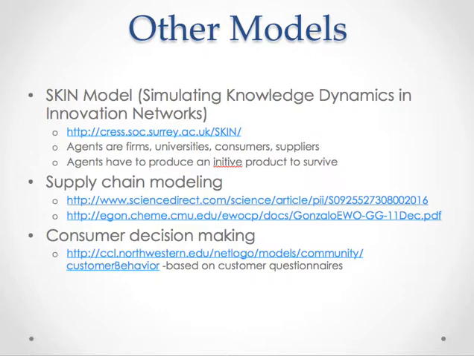So not all models are physical things. They're not all fields and prey and predators. There are some other models that I've played with which are completely different. These are some that might be interesting to a project that I'm working on at the moment. The SKIN model was created by some researchers at a university in Surrey and tries to mimic how knowledge is transferred in networks. And in this model, agents aren't individual people. They are things like firms and universities and consumers and suppliers.